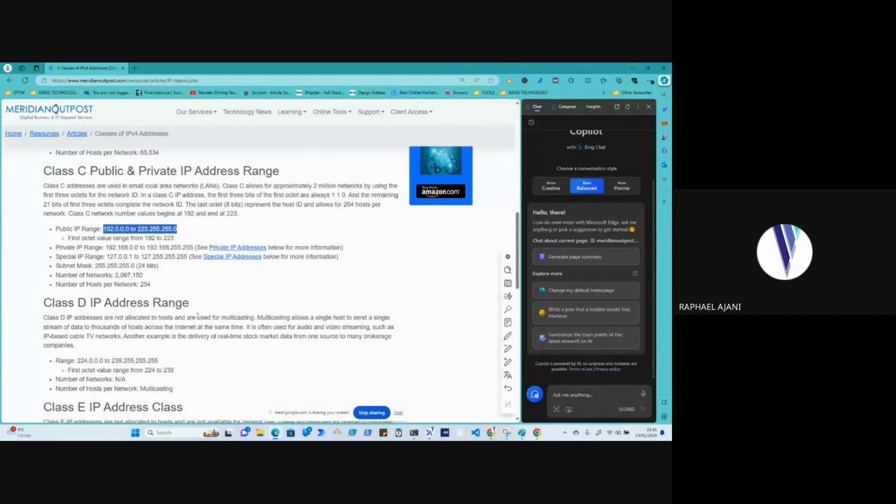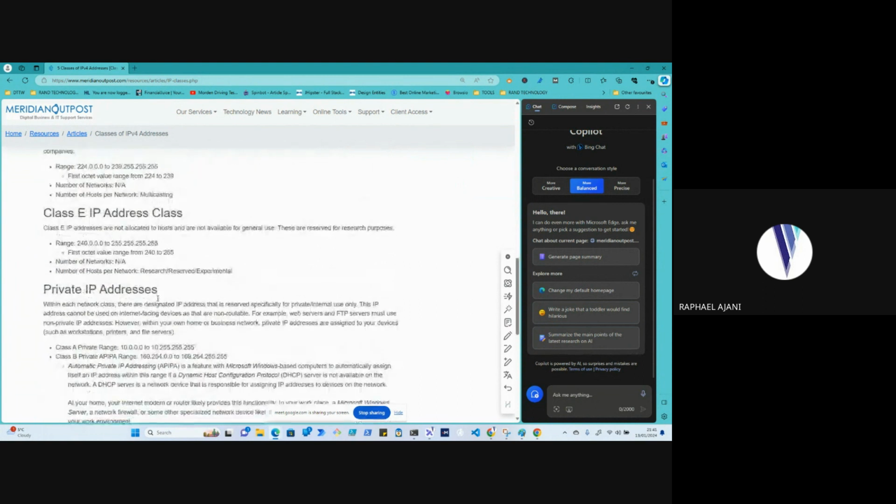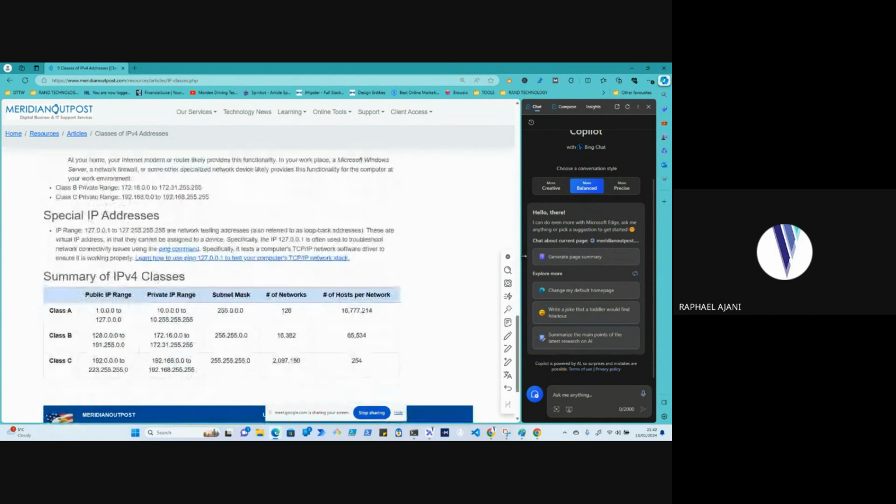Is it clear now? Yeah. So I've dropped the link to this IP addressing scheme in the chat. If you still think you don't understand and you want me to take you through it again, I can do that. But I feel that it's important that we understand the IP addressing scheme.